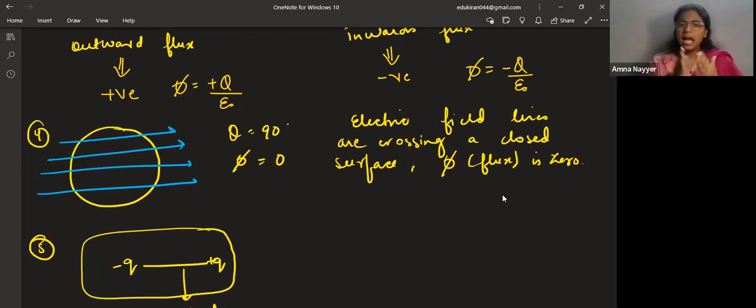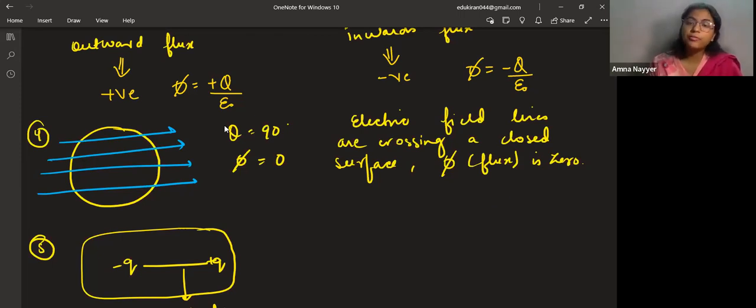I'll repeat it. Either the electric field lines are just crossing the surface area, so they are not passing through it or penetrating the surface, and automatically flux is zero. Otherwise, if the electric field is just parallel to the plane surface, the angle with the perpendicular to it will be 90 degrees. So ES cos 90 will be zero, so you will have flux as zero.